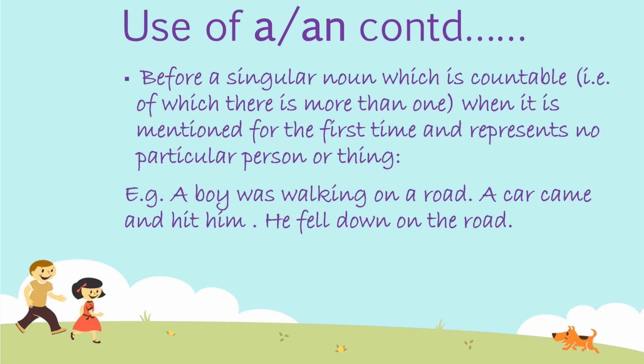Here, a road has changed into the road. Why? Here, a road was not particular, but now this road is particular. This road means the road on which the boy was walking. So when we are talking about a single countable noun for the first time, we will use a or an. Later on, when we refer to it, then in that case we will use the.